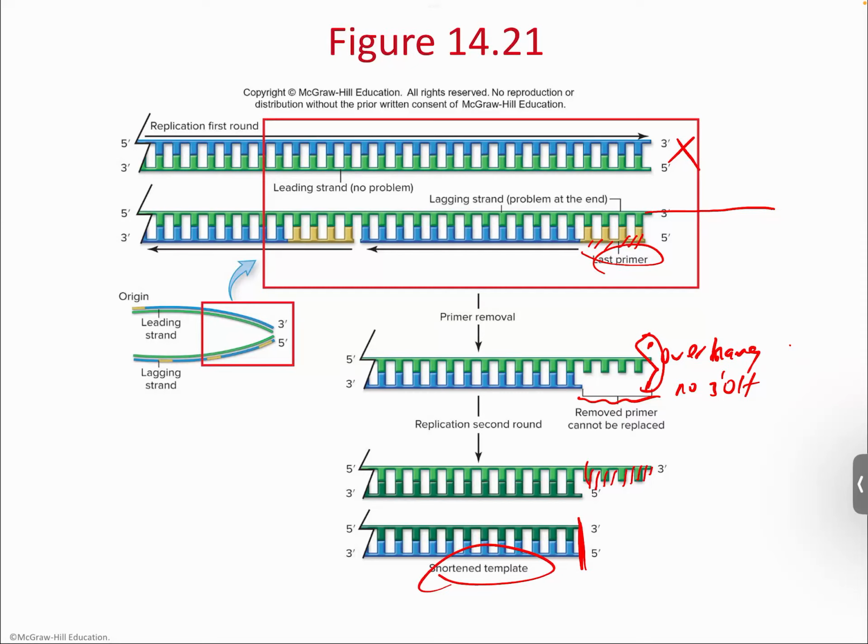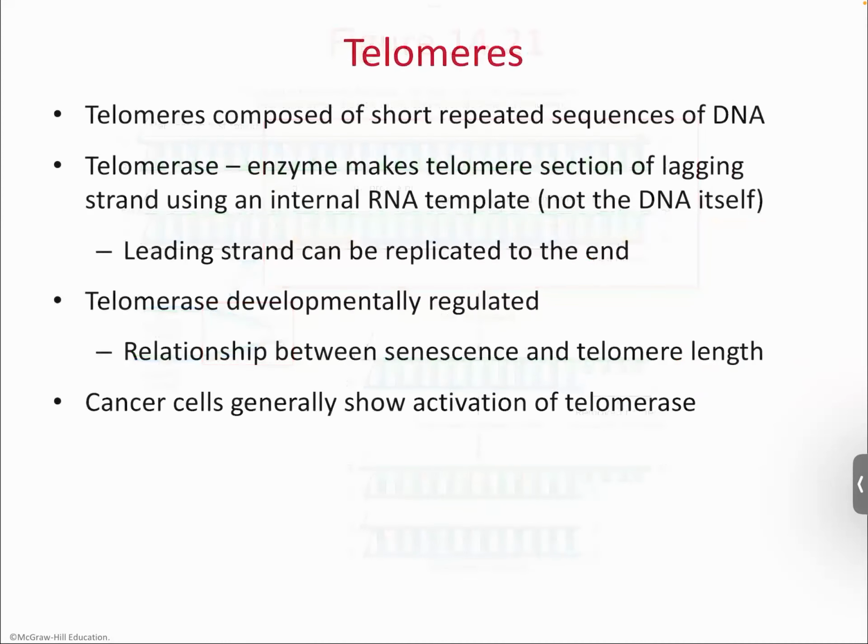So if you didn't have something on the ends of your chromosomes protecting them, then your chromosomes would shorten with every round of mitosis, eventually until you have nothing. So how do we deal with this? Well, it's our telomeres, right? So what we do is we put adapters with multiple repeats on the ends of our chromosome.